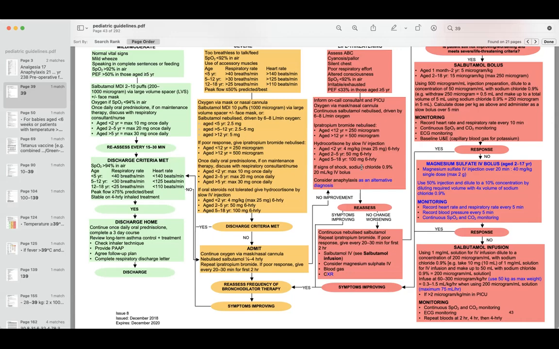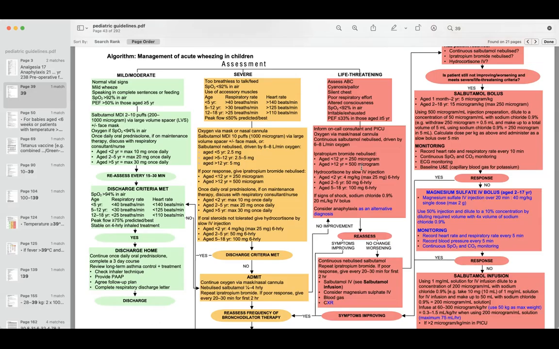Yes, because this is life threatening. He's not able to take orally, so you will have to add steroid. There is no role of oral prednisolone here, because this is life threatening and he cannot take it.